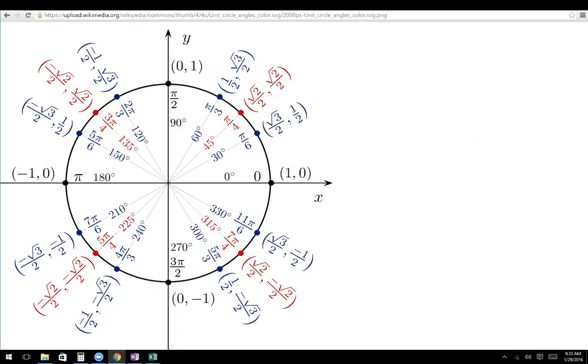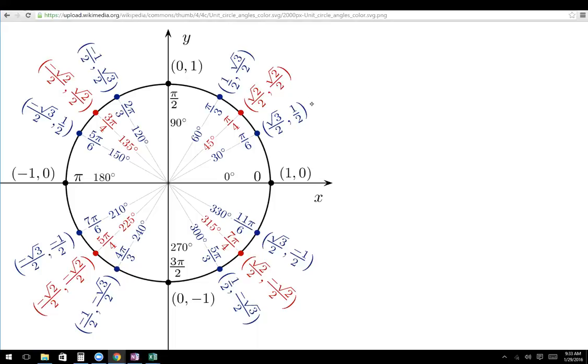So the x's are cosine, the y's are sine. To get the tangents, well, it's sine over cosine, so you're going to ignore the denominators and just look at numerator over numerator. So if I want root 3 over 3, also known as 1 over root 3, where would that be? That's why I prefer people to say 1 over root 3 instead of root 3 over 3. Okay, we're looking at the y over the x.